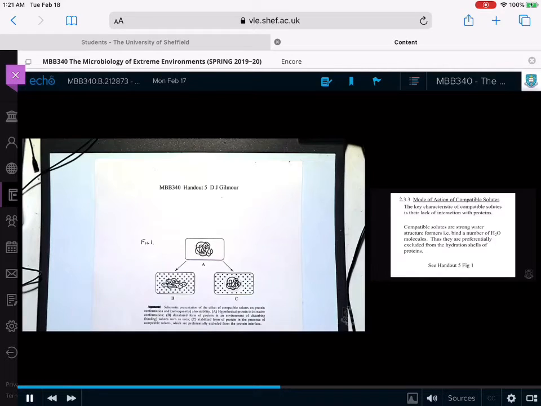And it appears that all these compatible solutes work in effectively the same way. Whether it's glycerol or ectoine or glycine betaine, they're all doing the same sort of strong water-forming structure and not interacting with the proteins within the cell. Now, of course, bear in mind that this is a simplified cartoon. There are lots of proteins in the cell, not just one, but this is just to demonstrate the key relationship between the two.